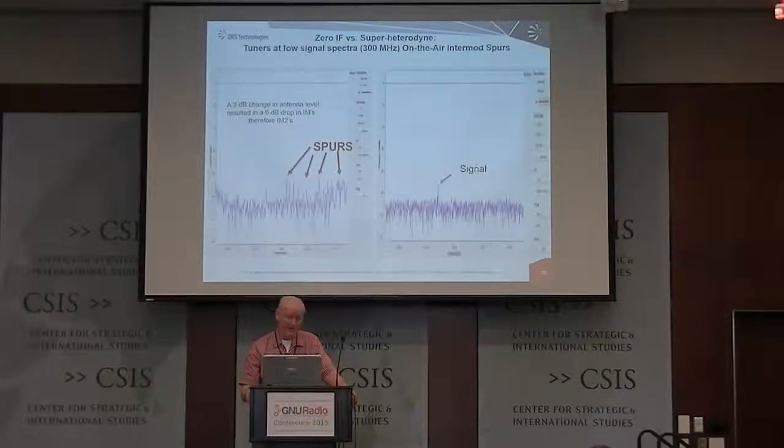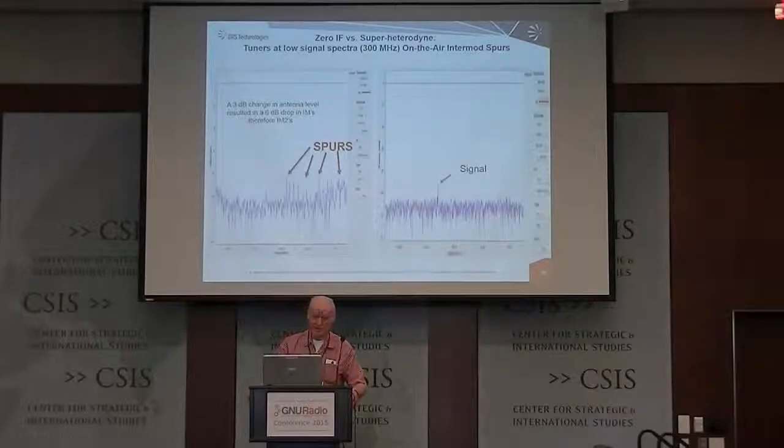So, here we have two spectrums. And this is how far our antenna gauge broke. I tuned to 300 megahertz because it just happened to be a dead spot on the band, and put it into a superheterodyne receiver and a zero IF receiver. Which is which?